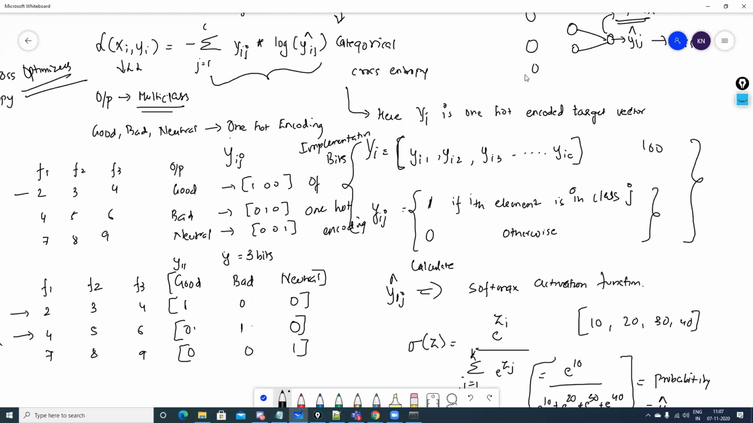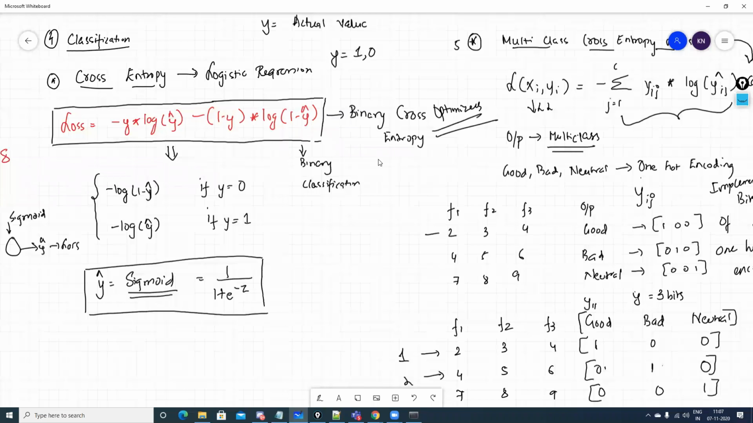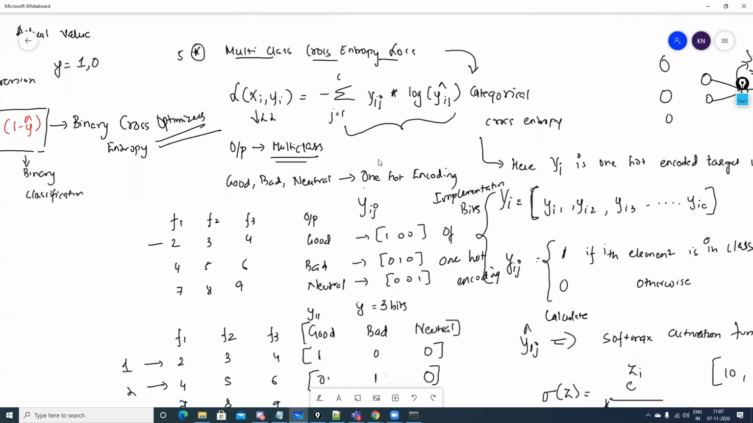What do you mean by cross entropy? See, entropy is just like, I think you have heard entropy in decision trees also. Entropy is basically a terminology that is given to calculate probabilities. So because of that, we use entropy.